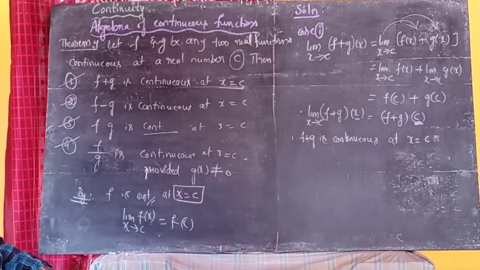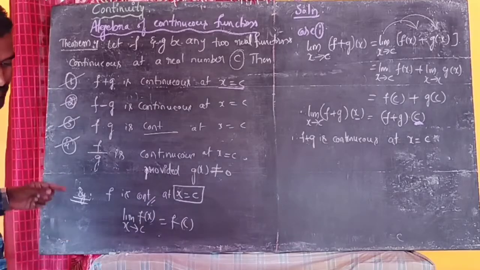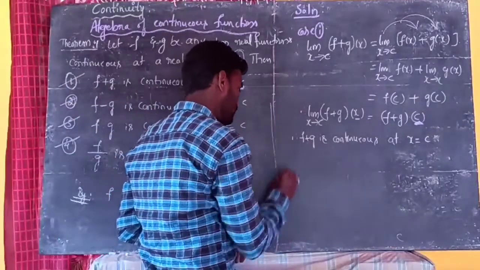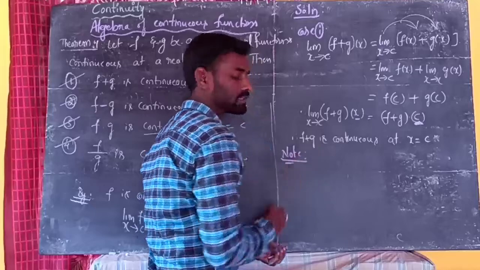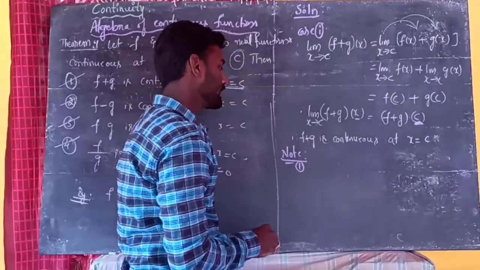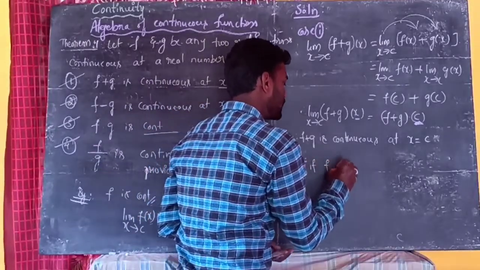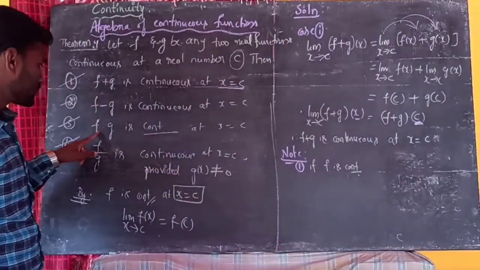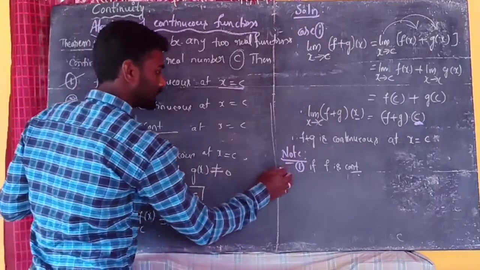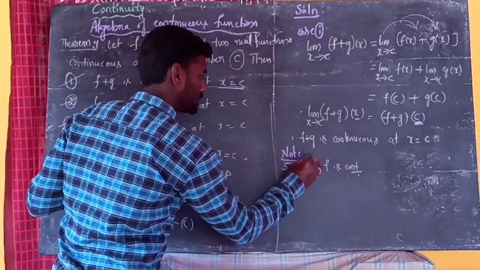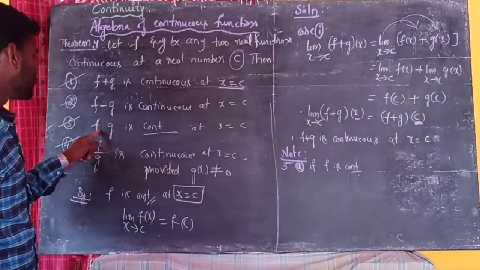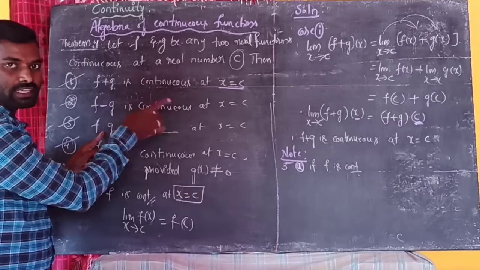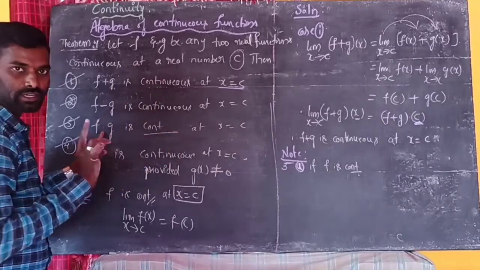Next, prove that every rational function is continuous. Before that, there is a note, guys. Note: for this third case, I will call this one third A. If f and g are continuous at x equal to c, then f into g is also continuous at x equal to c.